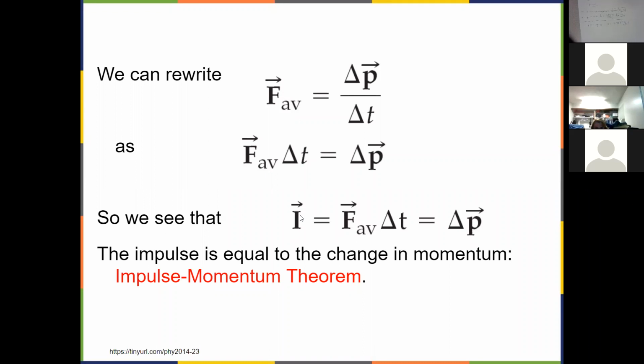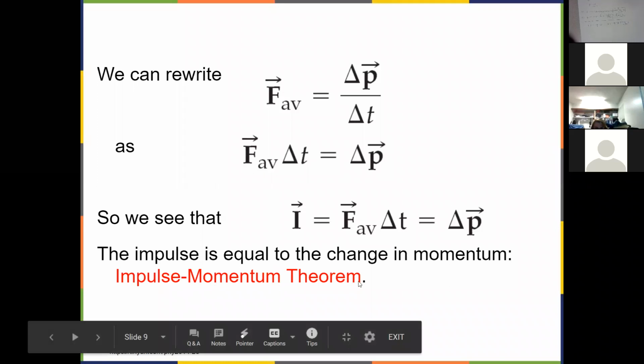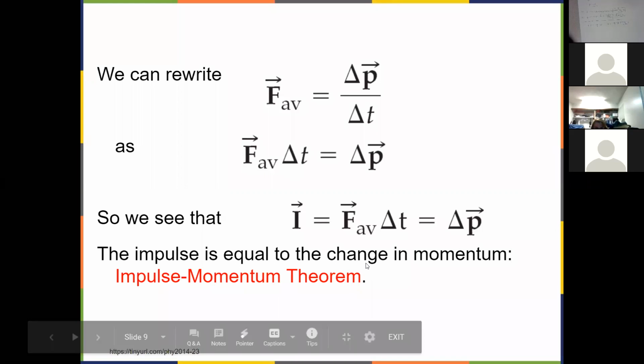Okay, so the impulse received by the object is equal to its change in momentum. So this is the impulse and momentum theorem. So if an object receives an impulse, then its momentum will change. Okay, so simply like that.